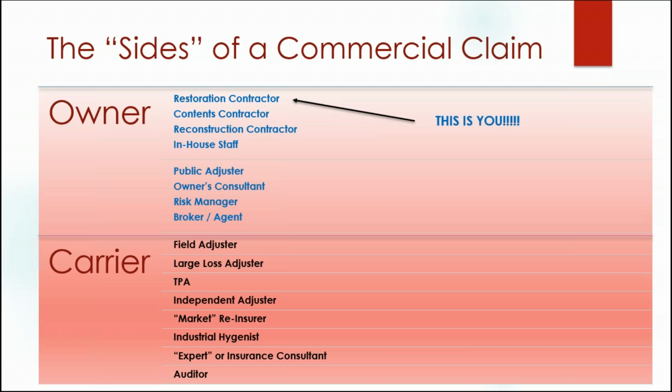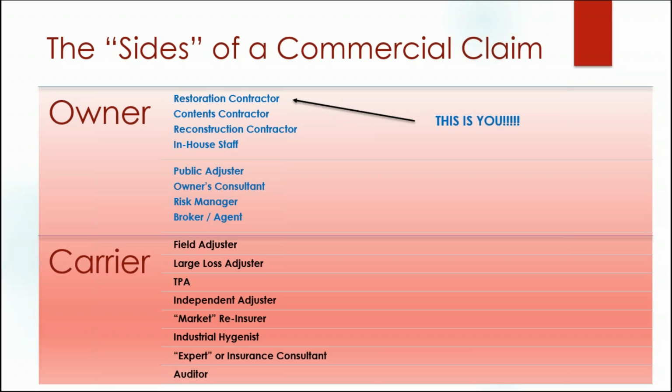Also on the owner side, you'll have people like public adjusters, owners, consultants that may be hired by various commercial clients. You'll have risk managers in the case of hospitals or large, multiple property situations with companies. They may have a risk manager that assesses the risk throughout the entire company and throughout the entire portfolio of properties. You also have the commercial broker or agent who may have a lot of information about the policy, and they will be involved in the claim.